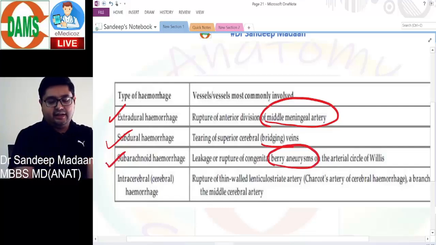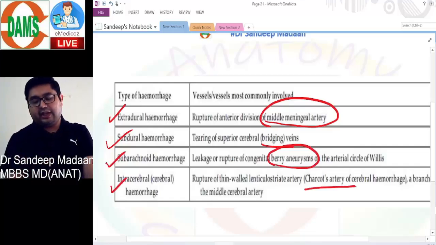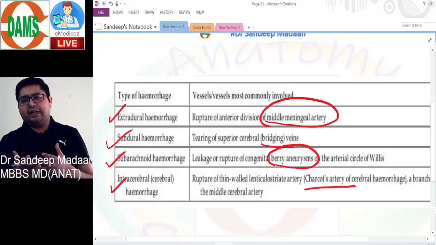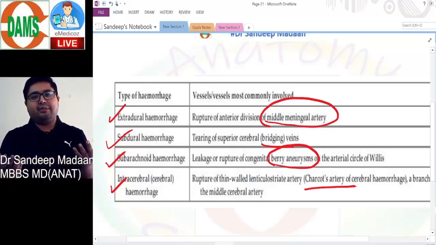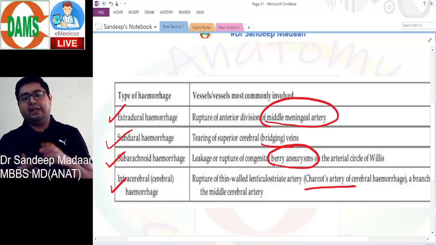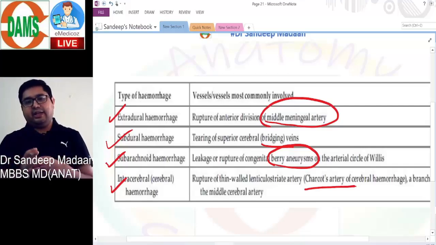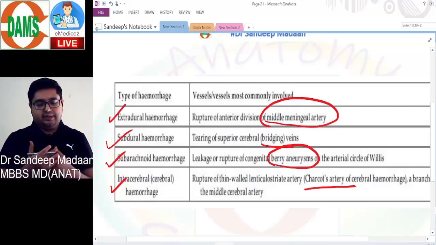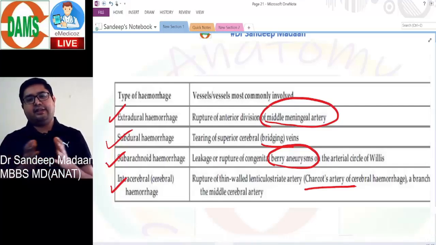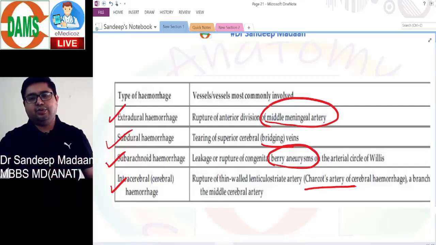Further inside, intracerebral bleed, Charcot's artery of the cerebral hemorrhage. What is Charcot artery? It's a branch of the middle cerebral artery. Which branch? Lenticulostriate, which supplies the lenticular nucleus and the striatum. So that region that we have already discussed in the cross section, the artery supplying that region is called Charcot artery, which is the most common artery for the intracerebral bleed.